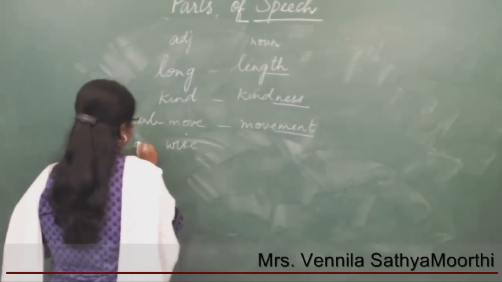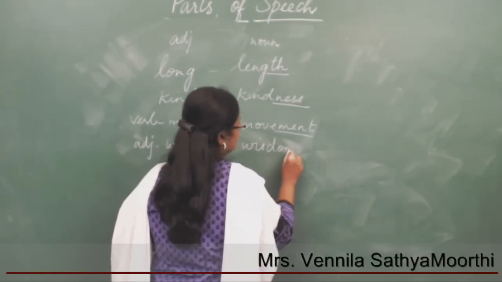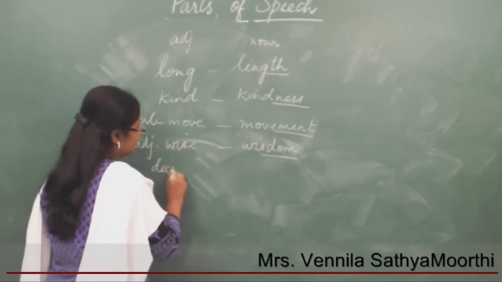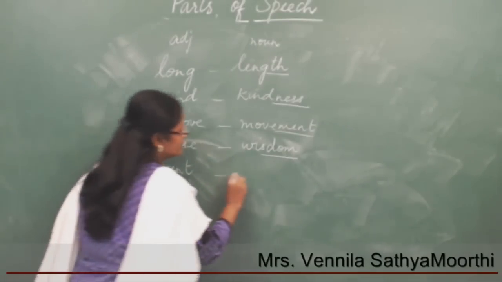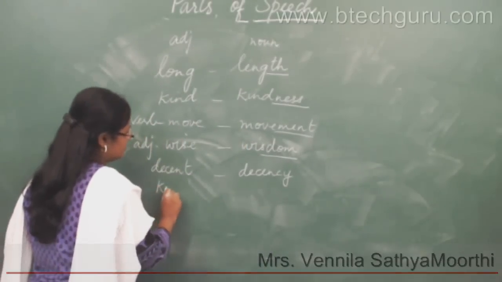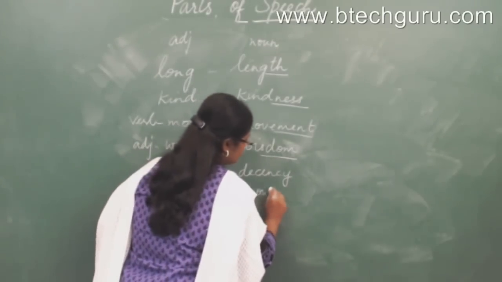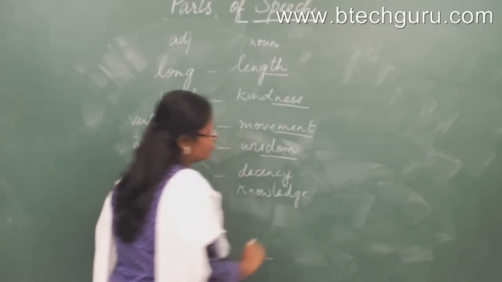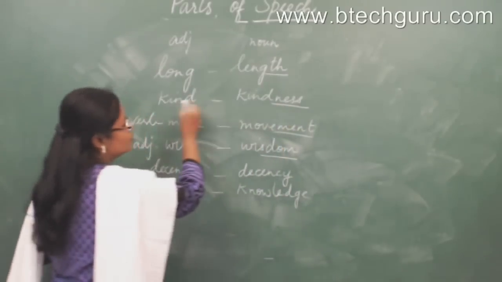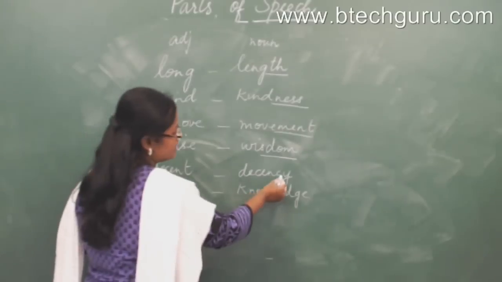Wise is an adjective. Wisdom is the noun. So it is also this. Or cy. Decent is an adjective. Decency is the noun. Know, a verb. Knowledge is the noun. So there are various ways of forming a noun. Sometimes we add ness to an adjective, sometimes ment or th, dom, then cy.